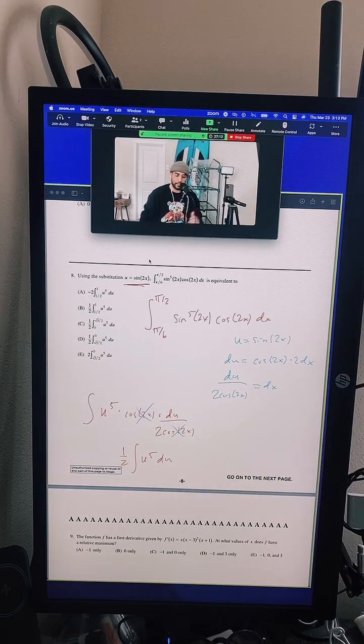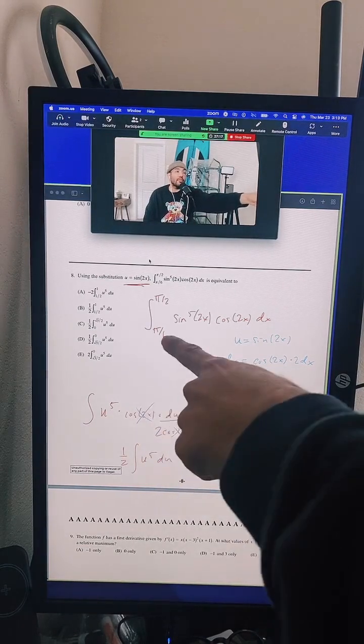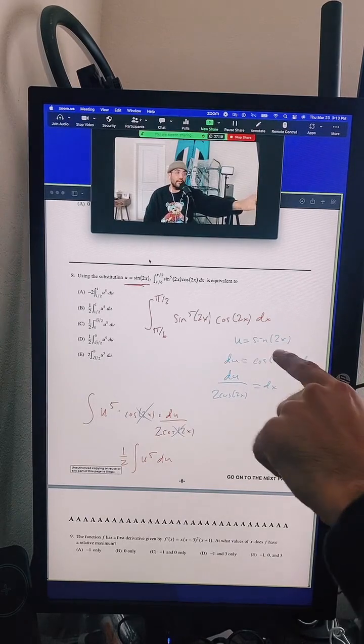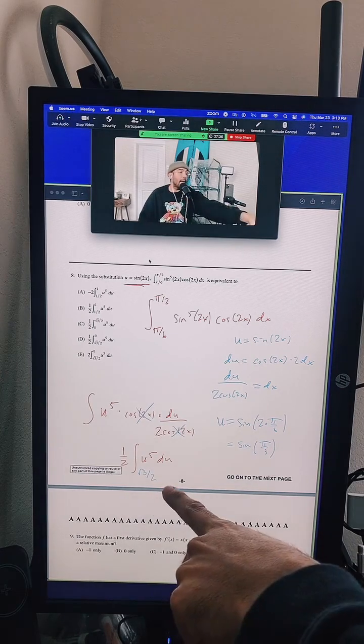So how do we do that? Well, let's look at the pi over 6. We're going to change the pi over 6 now in terms of u. So you're going to plug it into this function here. U is equal to sine of 2x. So we're going to do u equals sine of 2 times pi over 6. If you simplify this, this is sine of pi over 3. And sine of pi over 3 is just going to be root 3 over 2. So that's going to be where I put my parameter.